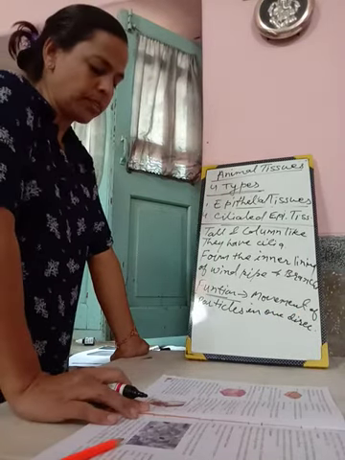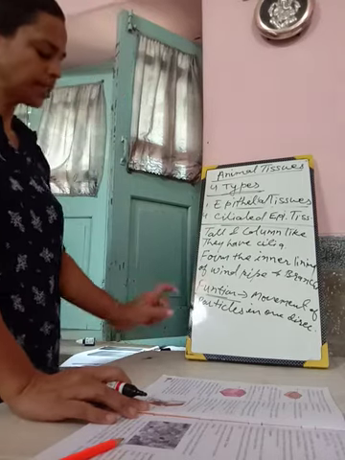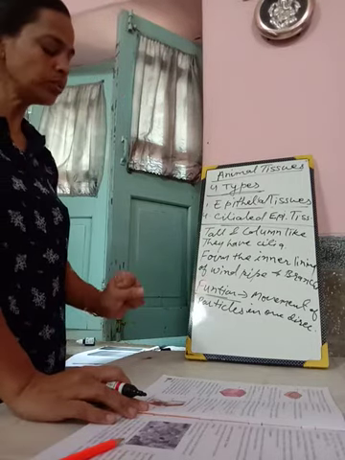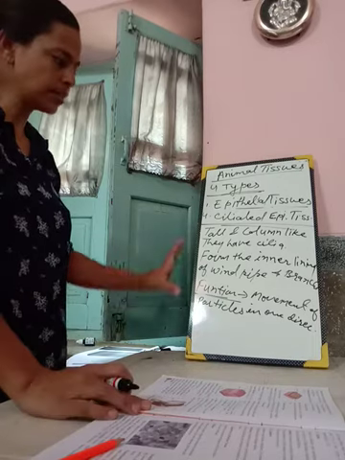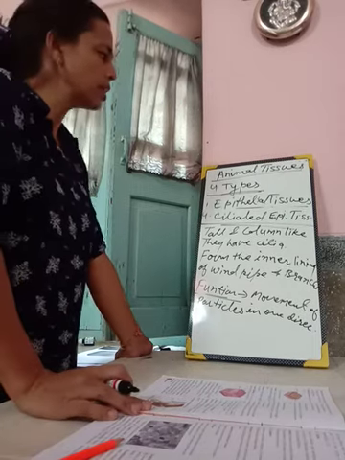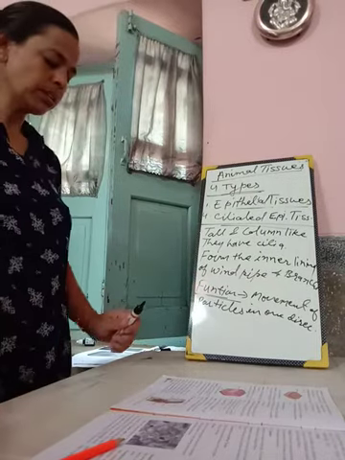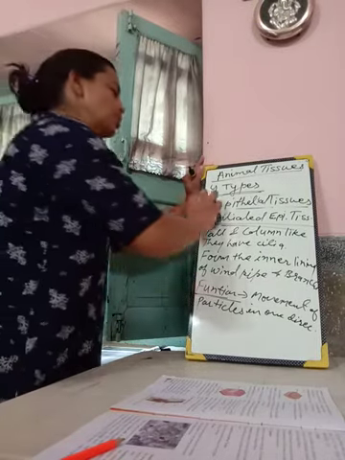Downwards through the ducts. Ducts are the very small tubes. Very small tubes are known as ducts. This is all about the epithelial tissue. The next is connective tissue.